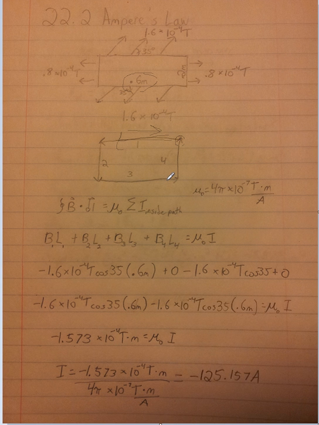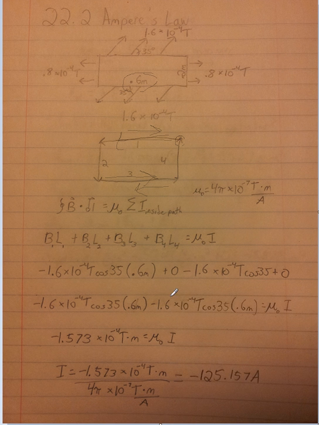Then we go on to path 3, which is the same as path 1: the magnetic field times the length times the cosine of the angle between the two is the exact same thing, 1.6 times 10 to the negative 4th Tesla times cosine 35 times the length. It's negative again because the magnetic field is going the opposite direction than the way we are traveling. That's our path, and that's the magnetic field. Path 4 is the same as path 2. The angle is 90 degrees, so the cosine of 90 is 0, so that counts as 0. So we just rewrote it again to equal mu naught times the current.